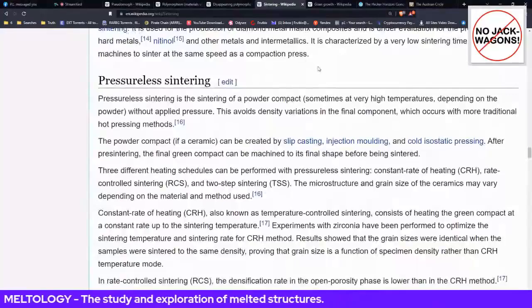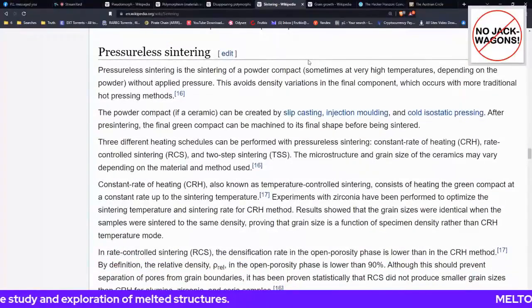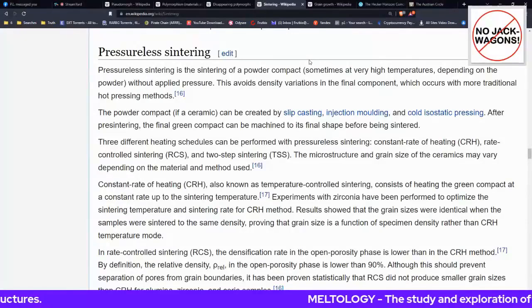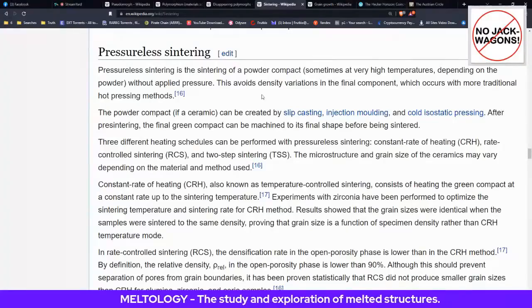Now they talk about how they use all these currents and plasma. But that's Meltology 101, guys. Y'all in school right now, you better be taking notes. Yeah, because we always talk about these things, but we never explain it. But this explains everything.